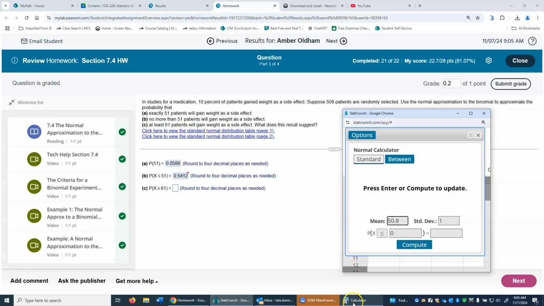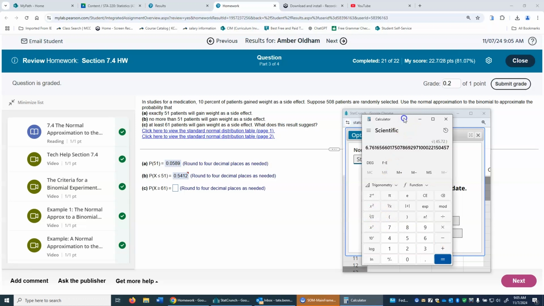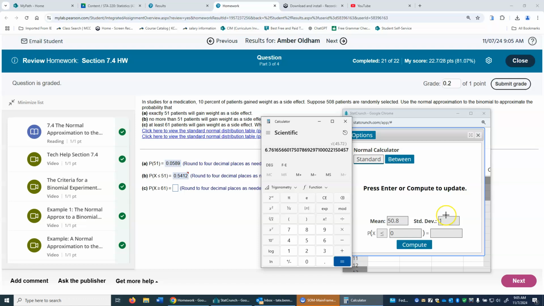And then the standard deviation is N times P times 1 minus P. So 1 minus 0.1 would be 0.9. So we multiply this by 0.9, and then we take the square root of it. And that'll be the standard deviation here. So that's 6.76166. And we want less than or equal to 51.